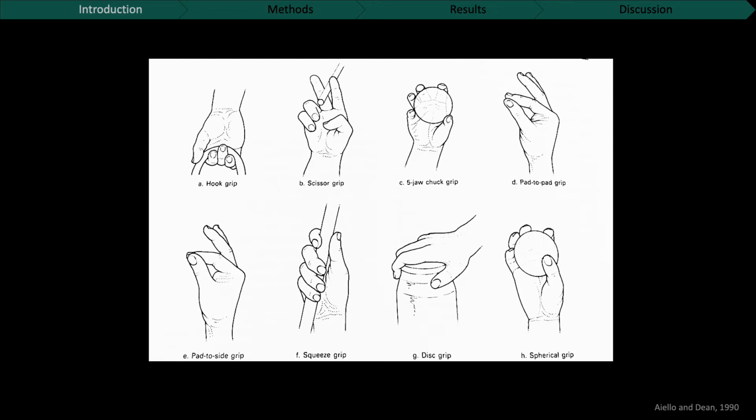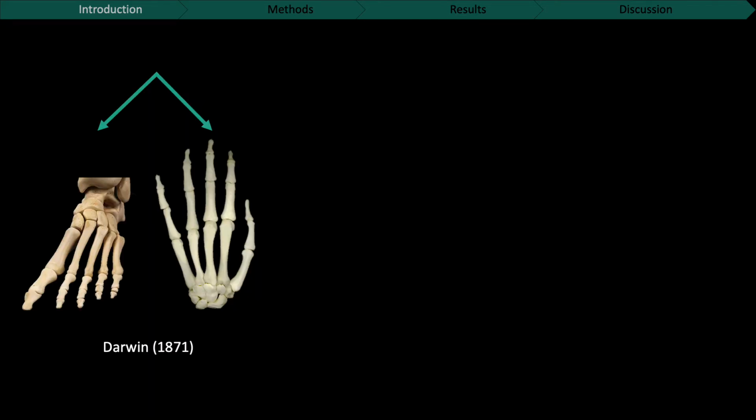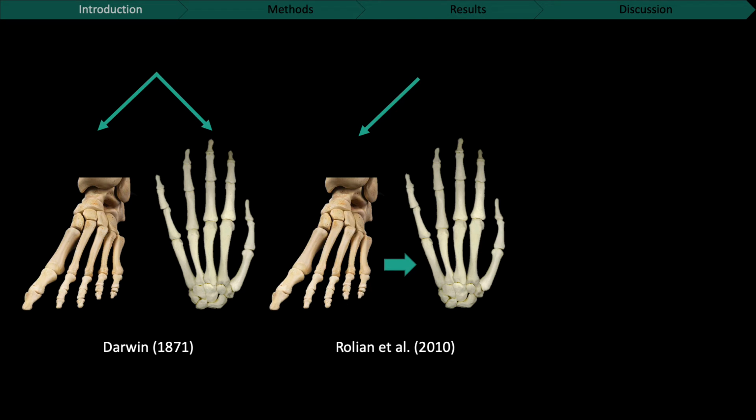So how did the hand and foot become decoupled in humans? There are several hypothesized mechanisms. Darwin suggested that separate selection factors have impacted the hand and foot independently, initiating the functional decoupling. Rolian et al. in 2010 hypothesized that selection in the foot resulted in features in the hand through developmental covariance, which were then exapted for manual dexterity.